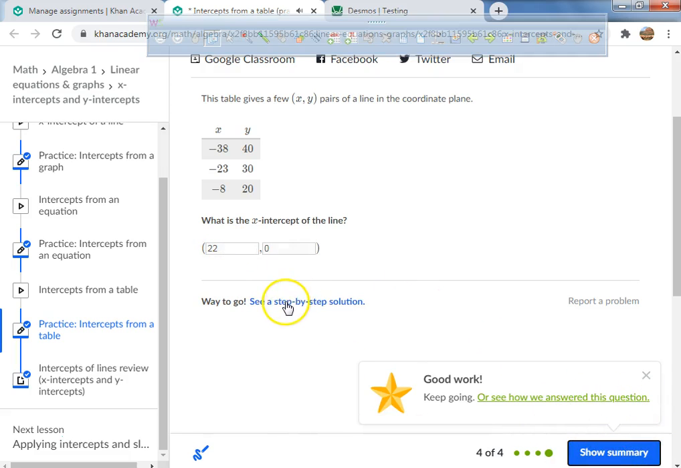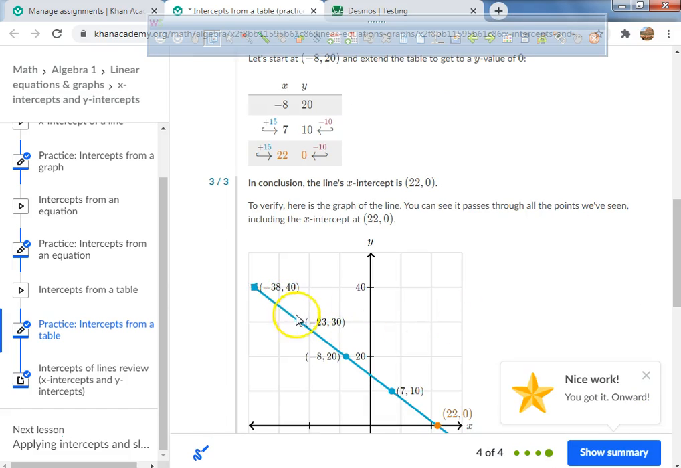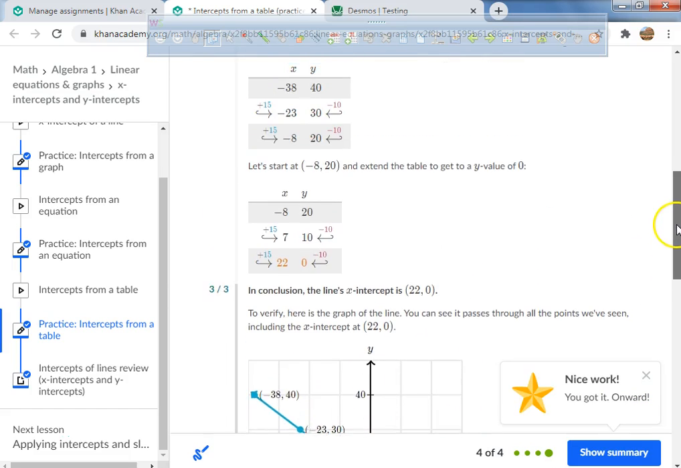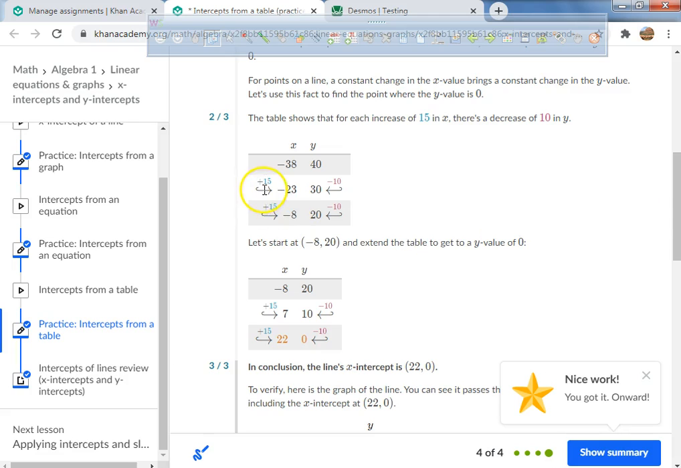All right. If you mess up, go to where it says step-by-step solution, and they kind of showed you a graph right here. It looks like they did the same table as we did. All right, adding 15, taking away 10, adding 15, taking away 10 till we get to what?